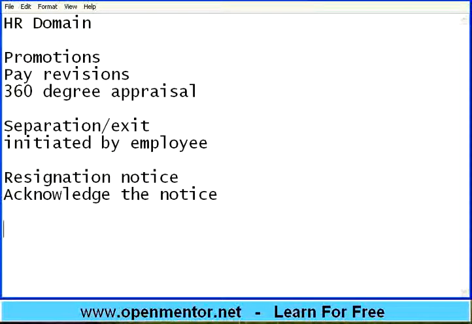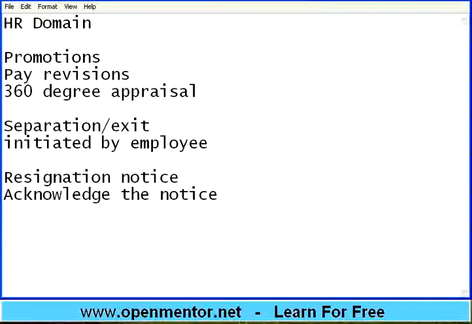Clock ticks for the notice period. In the HR system, this will be logged. This employee has submitted the resignation on this date. There will be some documentation saved in the HR application. The moment a resignation happens, a series of activities happen.